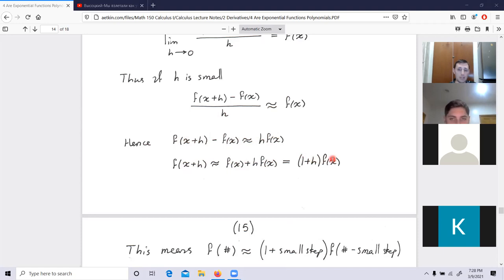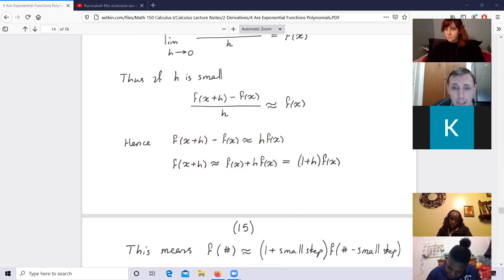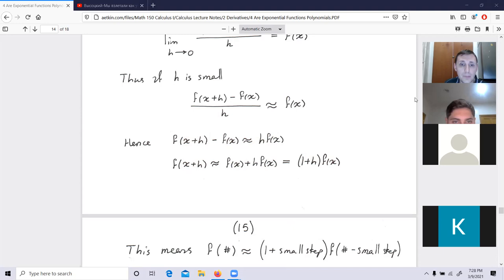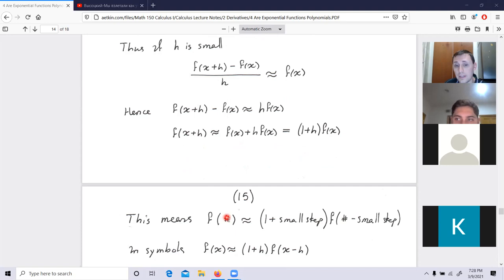Now here is where I need you to think. This was not supposed to be anything to think about. It's immediate, right? The calculation is immediate. You understand, guys? If you look at this expression, it's supposed to tell you something. Now, what does it tell me? This is just a number. It tells me that f at a number is equal to 1, I call it a small step, times the function of that same number minus the small step. You understand what I mean?